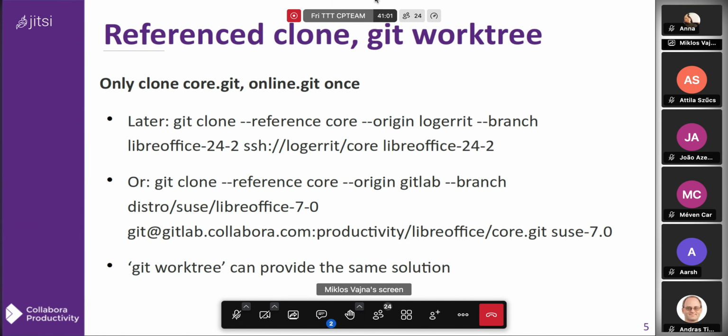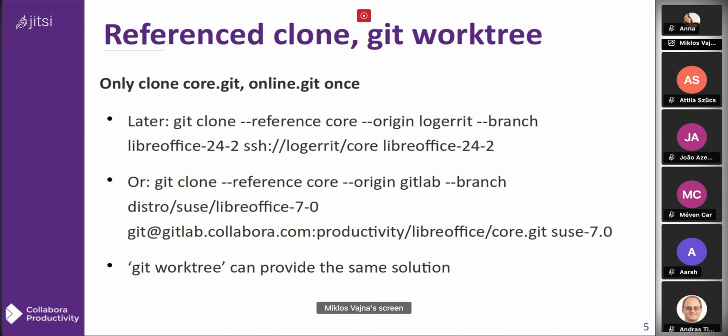So one thing what you would mainly do is that you reclone the entire core Git and online Git all the time. Given that, I did not measure that recently, but I assume it's at least like 1 gigabyte of disk space for each and every clone, and it takes a lot of time. That's not the best idea.